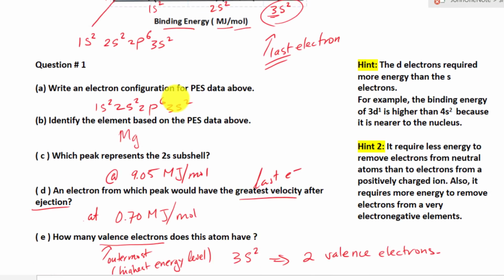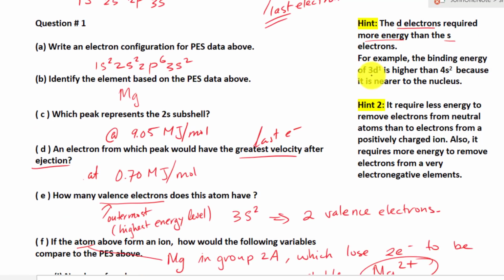Before we move on to the next question, we need to realize that, again, the d sublevel electrons are nearer than the s sublevel, especially when we talk about 3d and 4s. The energy level is lower. So the d electrons would require more energy than the s sublevel, because the binding energy is a lot higher. For example, in this case, the 3d1 would require higher binding energy than the 4s2, because the 4s2 is farther away compared to the 3d1.